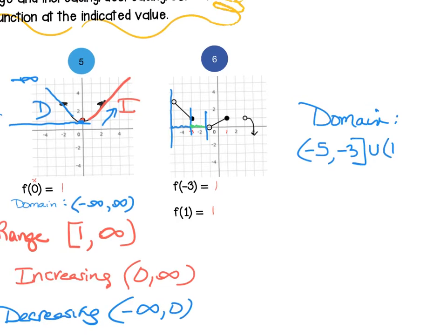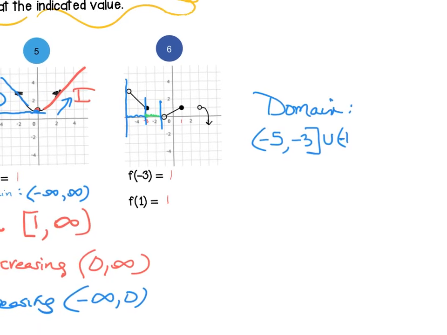I'm sorry, -1. And then it continues on to +1 with a bracket. And then it's got a little gap. And then it starts up again at +3. And then again, this arrow isn't just pointing down, it's really going down and out. So 3 to infinity.